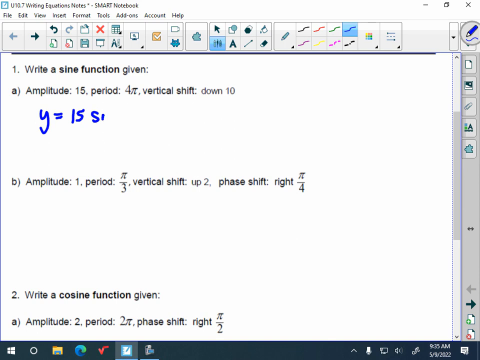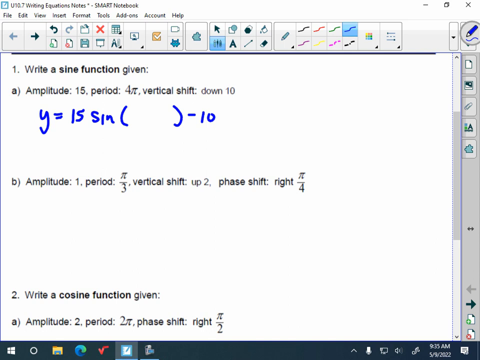All right, so this is 15 times sine. Then we're going to do parentheses. And then usually what I do is I look for my vertical shift to put that in. That's the D value. So down 10, so that's going to be minus 10. And so then the next thing we always want to do is once you have your A and your D values in there and you know which trig function you're writing, you want to find B. All right, so B is the number in front of the X.